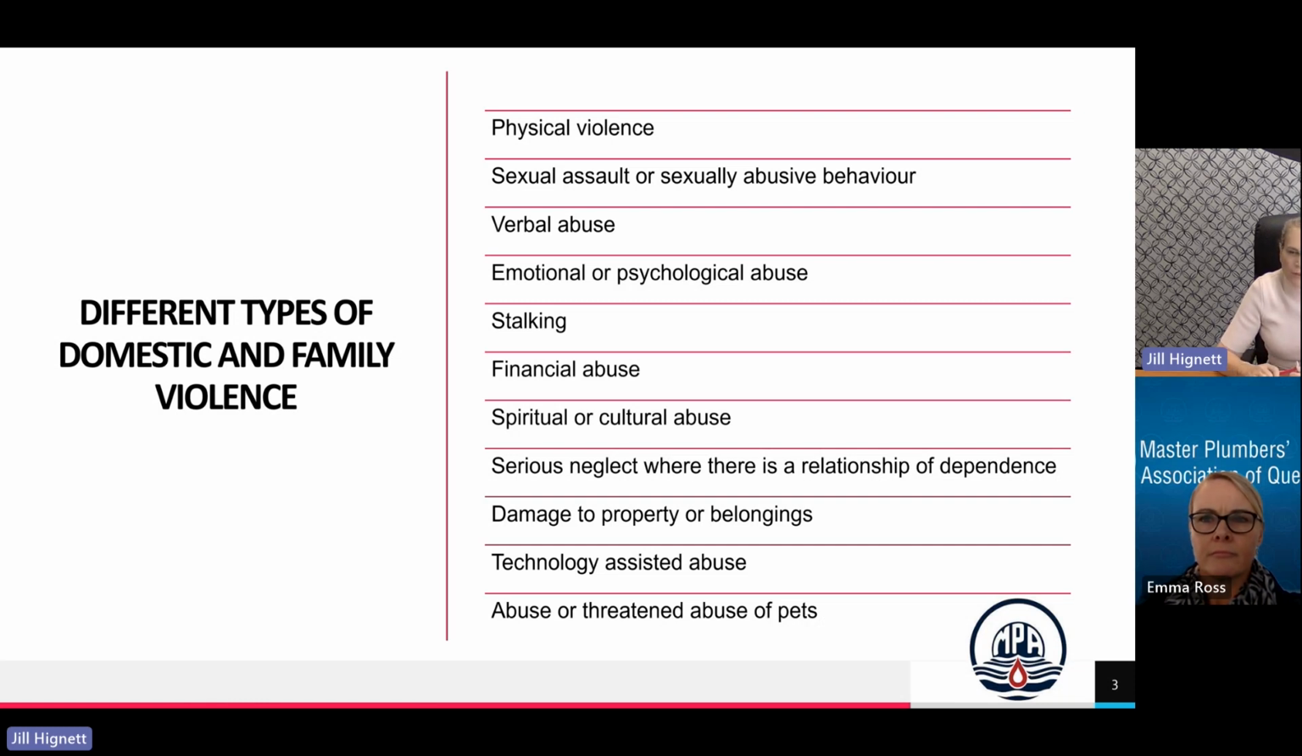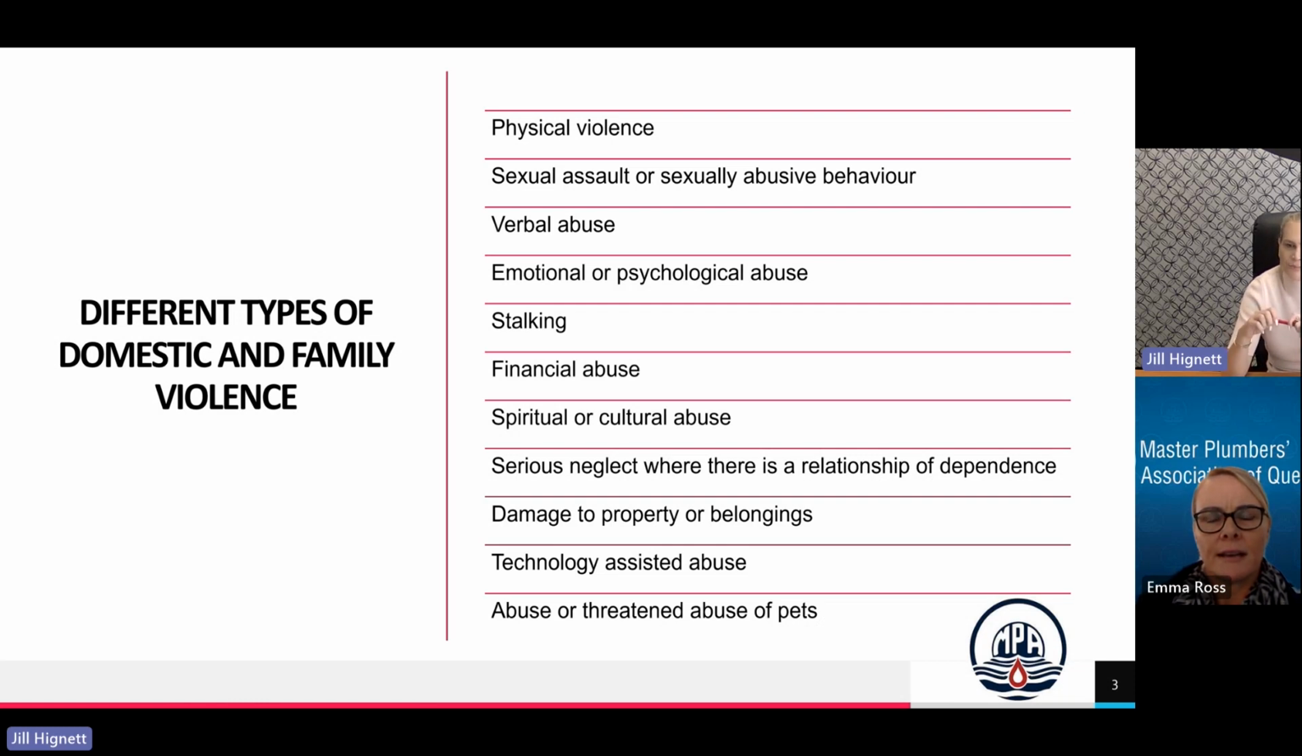Spiritual or cultural abuse, that's a sort of difficult one to conceptualize, but it is obviously abuse around someone's beliefs or practices. Serious neglect where there's a relationship of dependency, damage to property, technological assistance, or abuse or threats of pets, which again, that's one outside of the square of what we'd all normally think. So when it comes back to that about the control and seeks to harm, this is where the assessment of all these different types of leave will come into play. So yeah, open your mind beyond what it is and assess each one on an individual circumstance would be my tip.